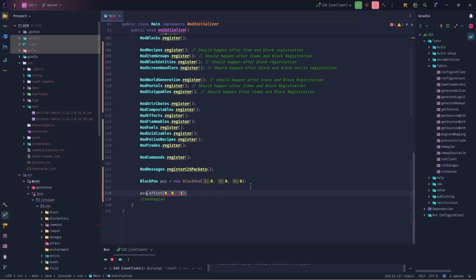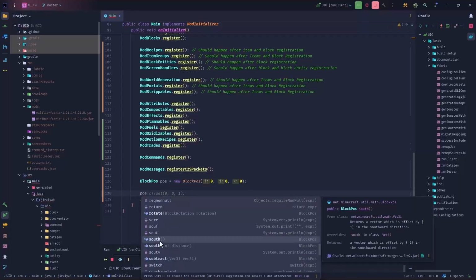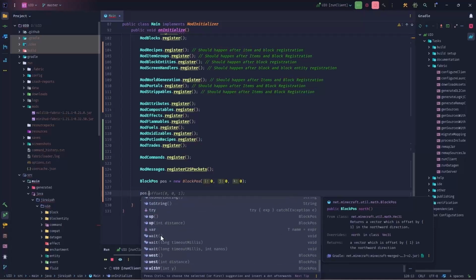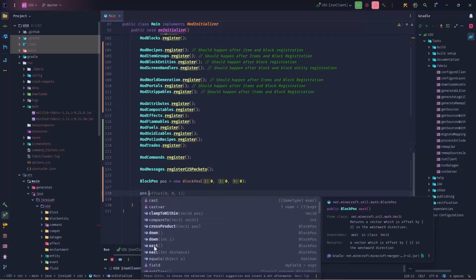Another option is to use these: south, or for example, up, down, or of course, north, east, and west are just there. If you look at that, west and east. Each one of them has two overloads, one without any parameters and one that is accepting a parameter. If you look, it says it returns a vector which is offset by 1 in the eastward direction.